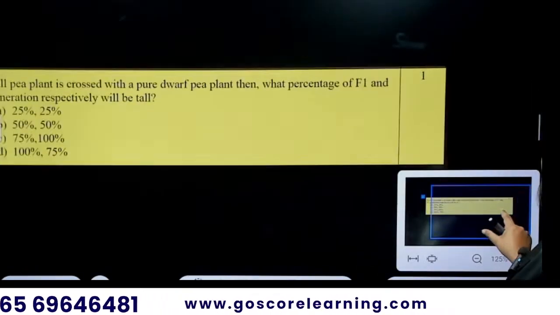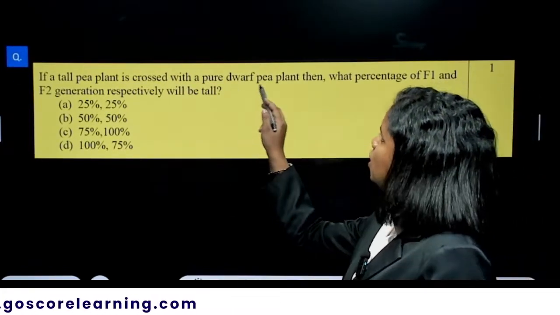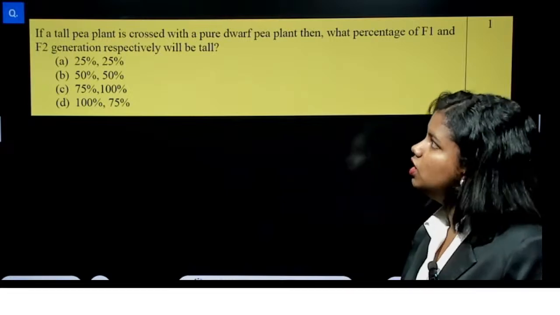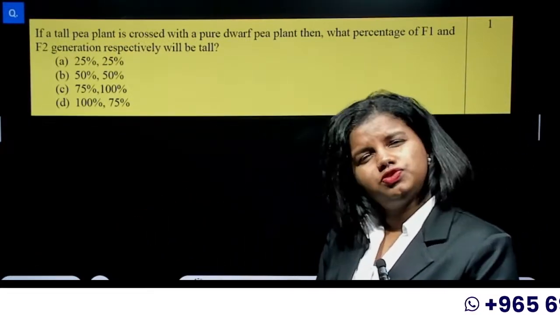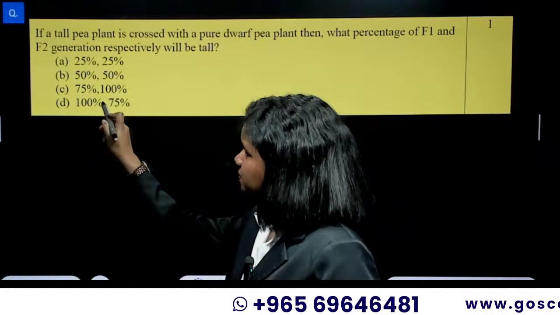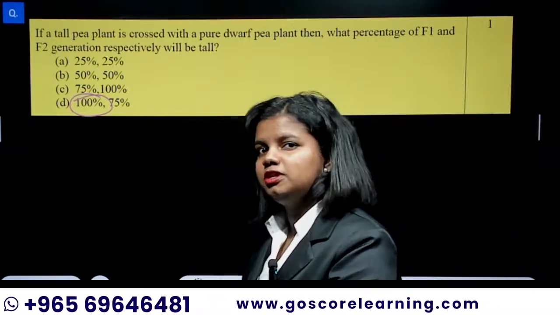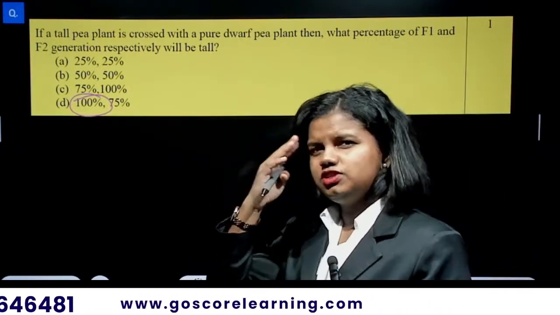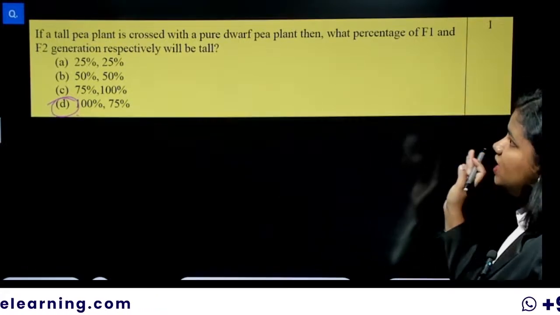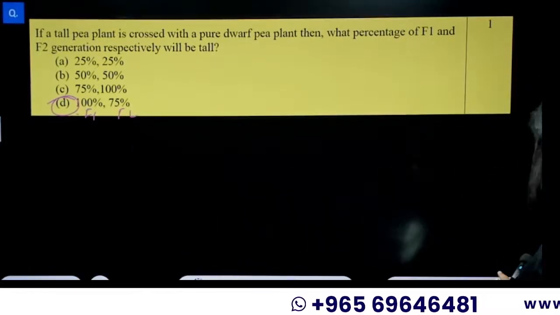If a tall pea plant is crossed with a pure dwarf pea plant, what percent of F1 and F2 generation respectively will be tall? So we just need to make a normal monohybrid cross, which we already know, right? In the case of a monohybrid cross, the F1 generation will definitely be 100% tall, and the F2 generation will be 75% tall. That is 3 out of the 4 would be tall, which is something we have already learned by heart. We don't even have to do the cross to get that 1 mark. So it is F1 and F2 generation respectively: F1 will be 100% and F2 will be 75% tall.